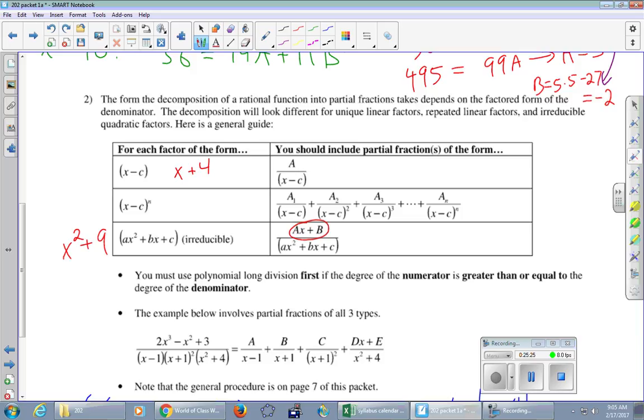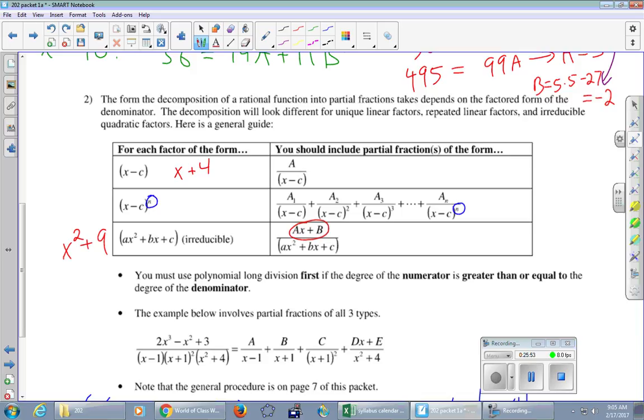The only other thing we have to contend with is repeated factors. If you have x minus some number to a power, then you put A over x minus the number, plus B over x minus the number squared, plus C over x minus the number cubed, plus all the way to the end where you finally build up to whatever power you had at the start. So let's see all of those together.